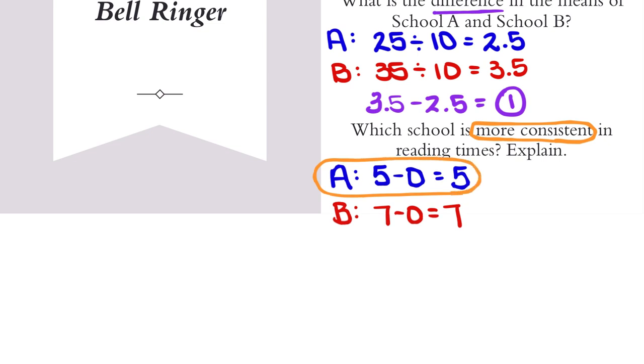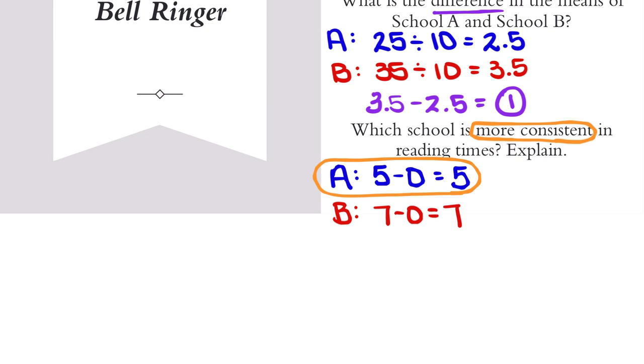On the test yesterday, it used the word variation, which sounds a lot like what word? Variability. So if I'm looking at variability, which team or which school has more variability? School B. School B. So more variability is a big range. More consistent is a small range. So kind of we got to keep those words together.